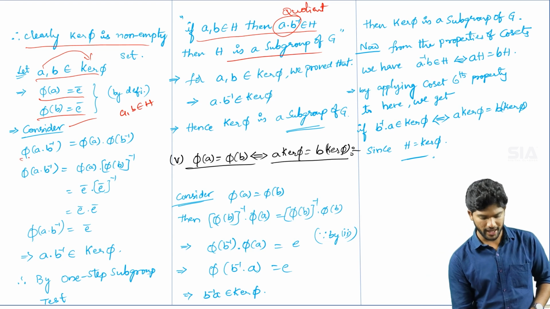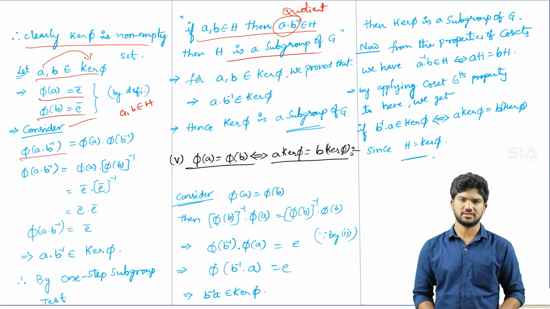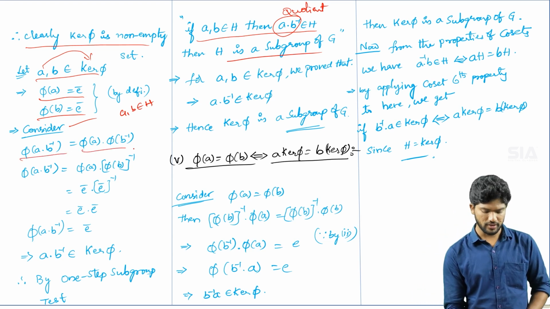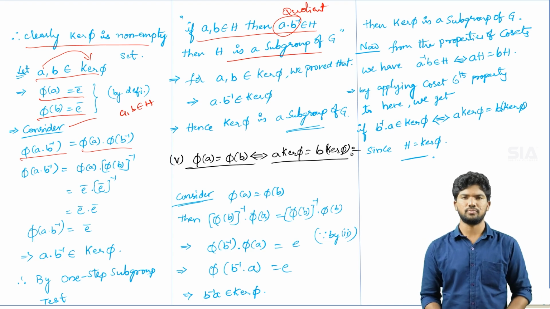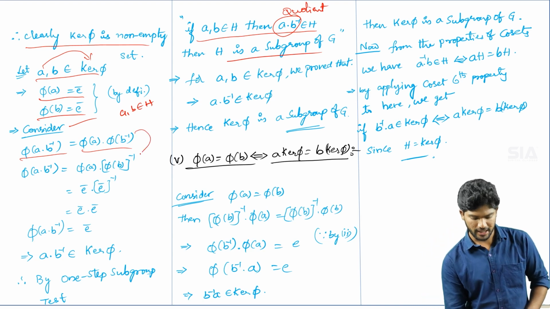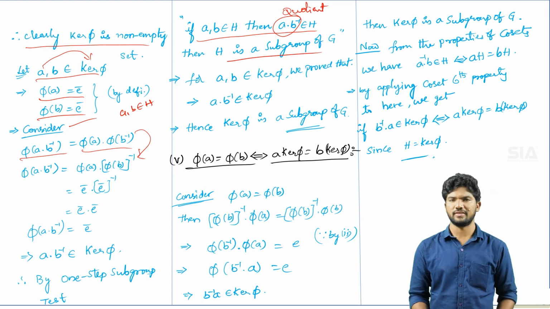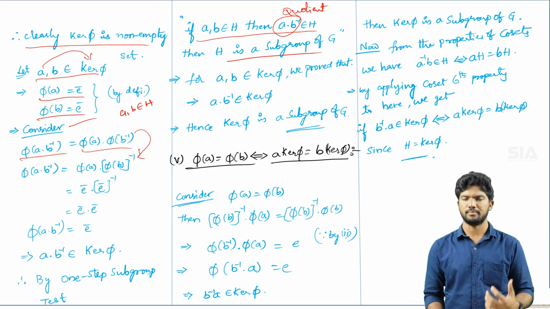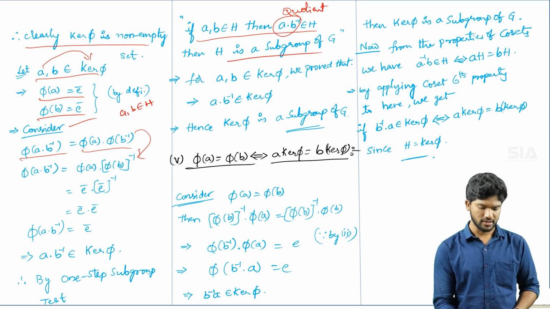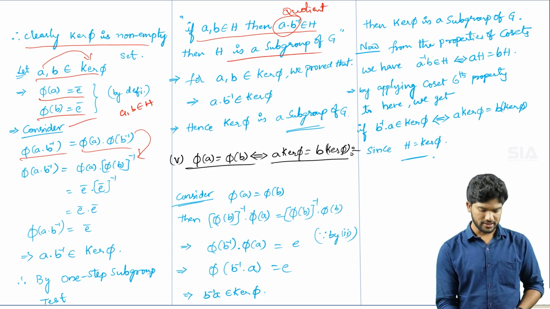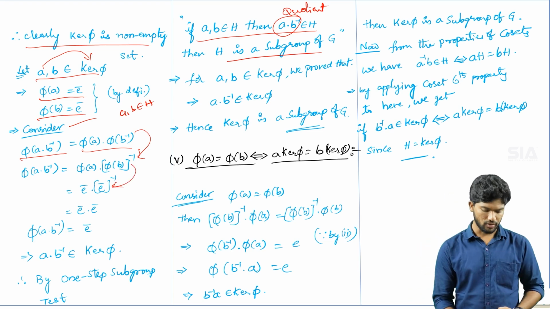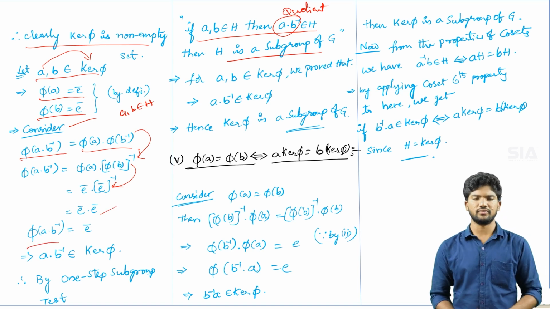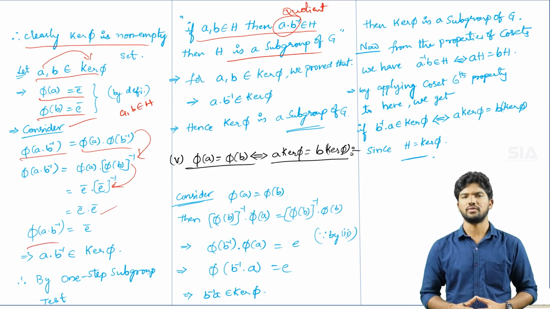For that, I am taking pi of a into b inverse. Pi of a into b inverse is equal to, according to the homomorphism definition, pi of a into pi of b inverse. According to the second condition we proved in the previous lecture, by using mathematical induction, we get pi of b whole inverse. Applying the inverse condition, e bar whole inverse, so you will get e bar only. Therefore LHS pi of a into b inverse is equal to e bar.